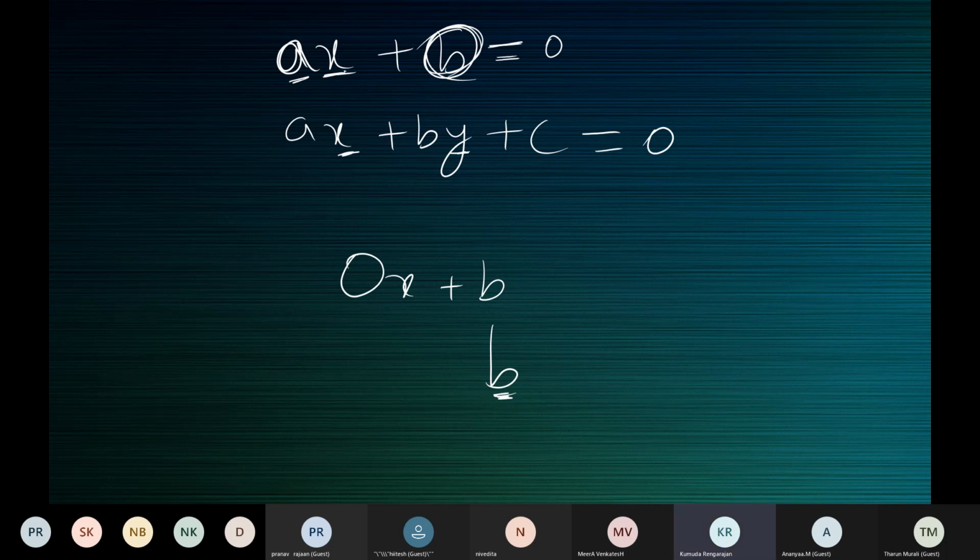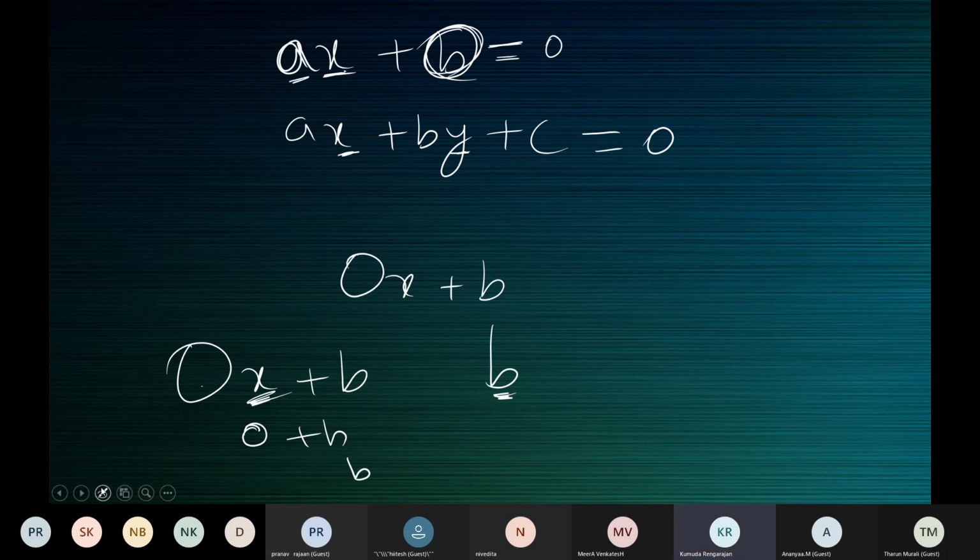The coefficient of x, because if the value of a is 0, it's 0x plus b. 0x is nothing but 0. So 0 plus b, which is just b. So the variable x is gone. Then how can you call it a linear polynomial in one variable x? x itself is gone.